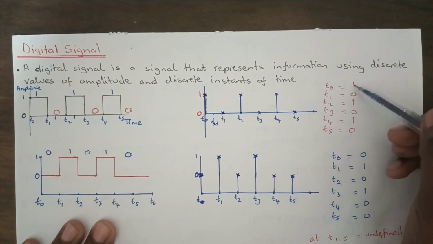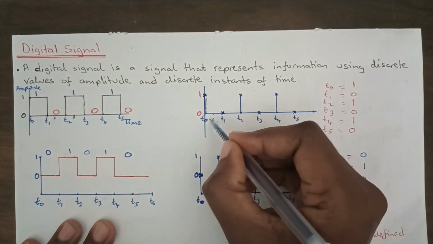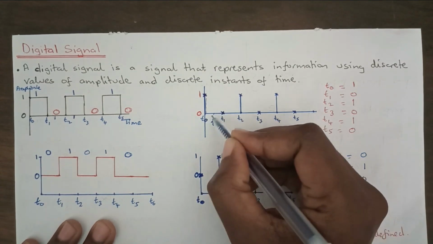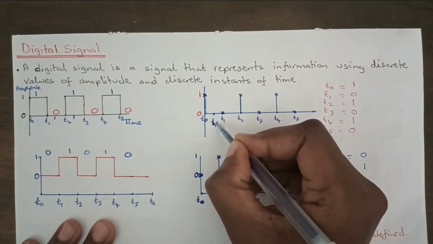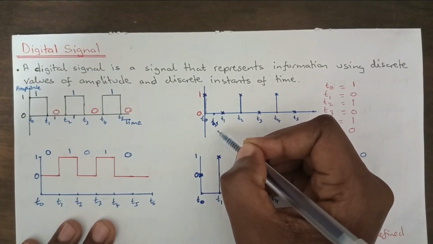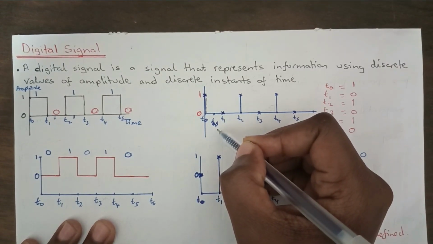It differs with analog signal. In analog signal, we have got continuous values. But in digital signal, we have got discrete values of amplitude and at discrete instances of time. You can see in this graph that, let's say here, between t0 and t1, what is the value at t equals 0,5? We do not have a value at t equals 0,5. We can say that our signal is not defined. This signal is undefined at t equals 0,5.